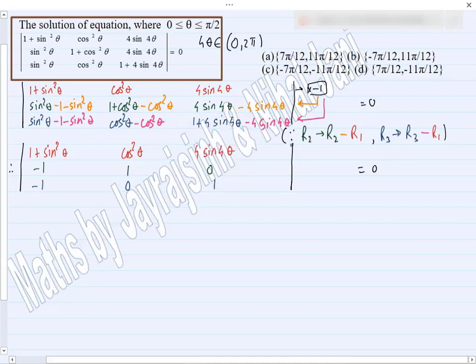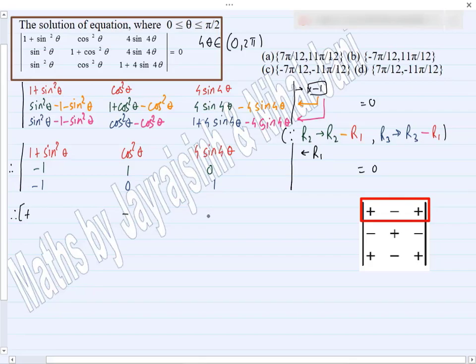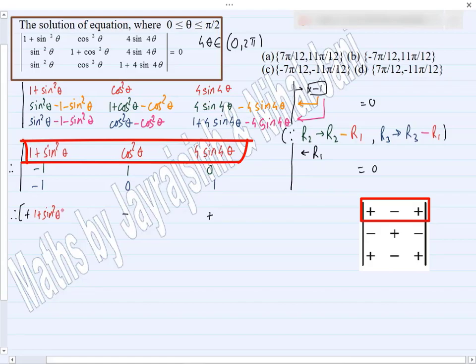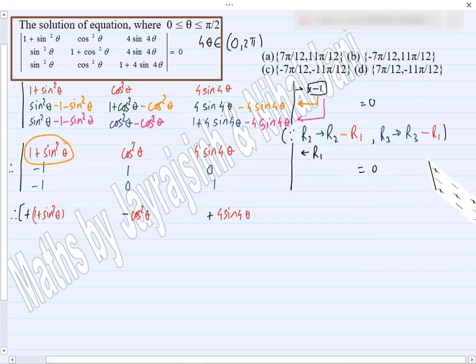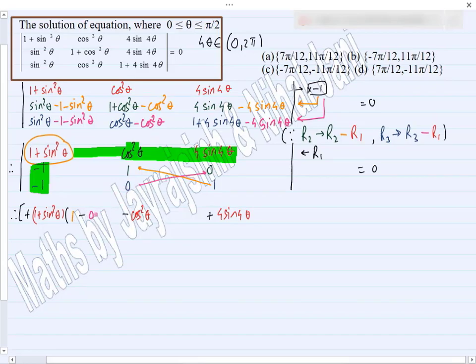Now this determinant looks quite simpler. Let's expand along the first row. Their signs are plus, minus and plus. Their elements are 1 plus sin square theta, cos square theta, 4 sin 4 theta. Now let's find out their minors one by one. The first minor can be found by ignoring the first row and first column: 1 multiplied with 1, minus 0 multiplied with 0, plus 0.